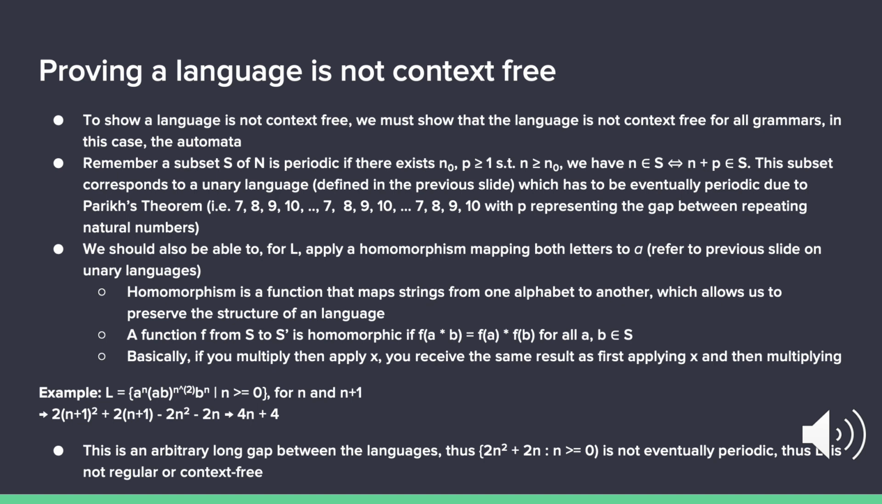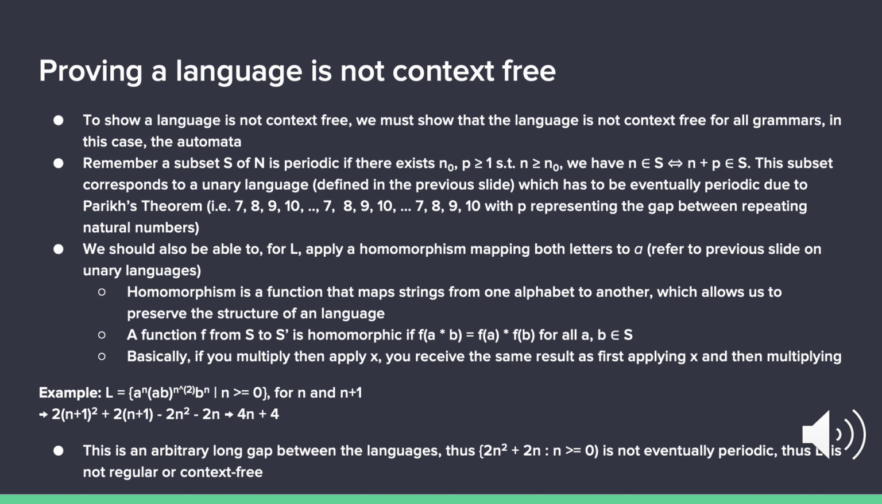So let's remember that a set S of the natural numbers n is periodic if there exists a natural number n0 and period p greater than or equal to 1 such that the natural number n is greater than n sub 0. So we have a natural number n and a set S such that n is in S if and only if the natural number n plus the period p is also in the set S. So this subset corresponds to a unary language we had defined in the previous slide, which actually eventually has to be periodic due to Parikh's theorem. So in this case, these natural numbers could be 7, 8, 9, 10, and then 7, 8, 9, 10 repeats again, 7, 8, 9, 10, with p representing the gap between the repeating natural numbers.